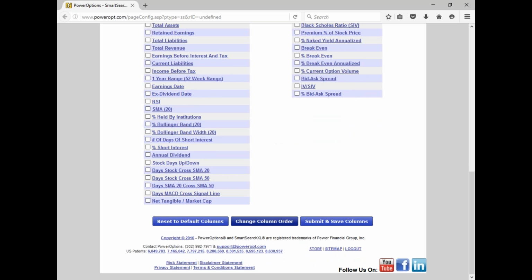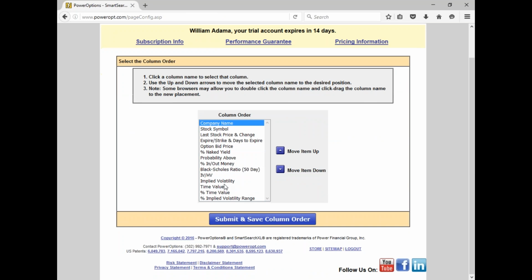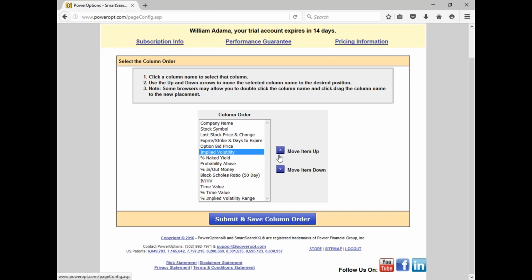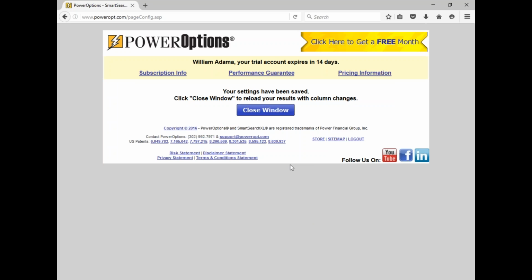All right, so let's change the column order now that we've done that. Let's see here, option bid price. Let me put implied volatility next to the option bid price. Then I want the IV over HV ratio next, then the percent implied volatility range, time value, and percent time value. And next to that, I'll put the Black-Scholes ratio. Actually, I'll put that under IV over HV. Okay, let's move naked yield down. Okay, good.